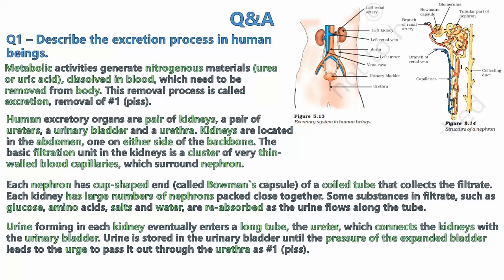Urine is stored in the urinary bladder until the pressure of the expanded bladder leads to the urge to pass it out through the urethra, which is the opening through which urine leaves the body. So this is the description of how the excretion process in human beings works.